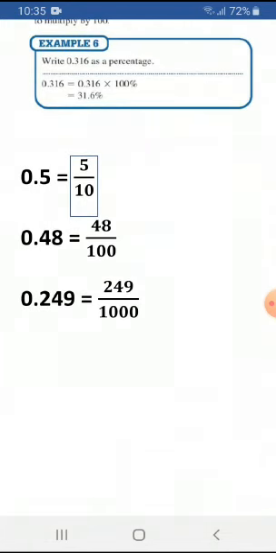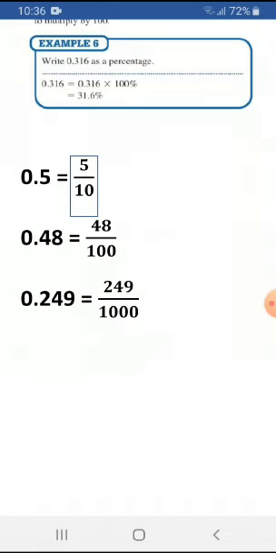0.5 has one digit after the decimal point, so the denominator of the fraction will have one zero. So as a fraction, it will be 5 over 10. 0.48 has two digits after the decimal point, so the denominator will have two zeros. As a fraction, it will be 48 over 100. 0.249 has three digits after the decimal point, so the denominator will have three zeros. As a fraction, it will be 249 over 1000.